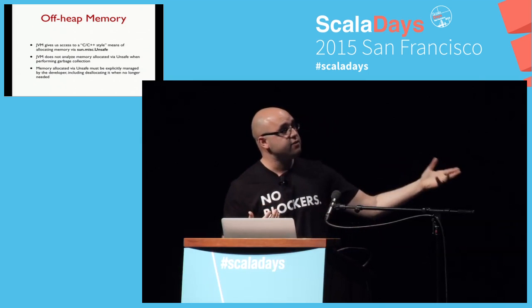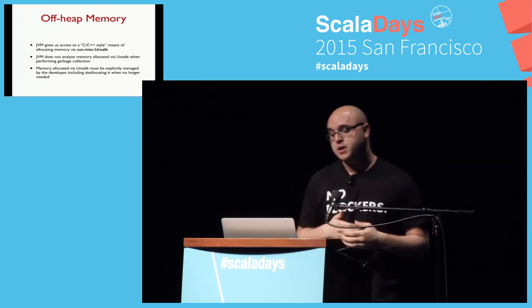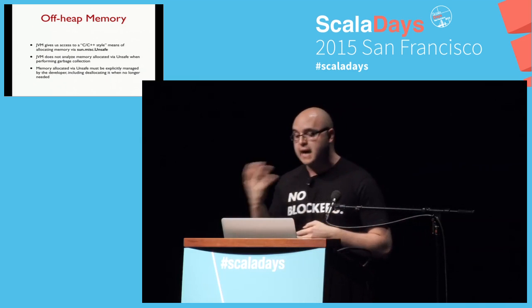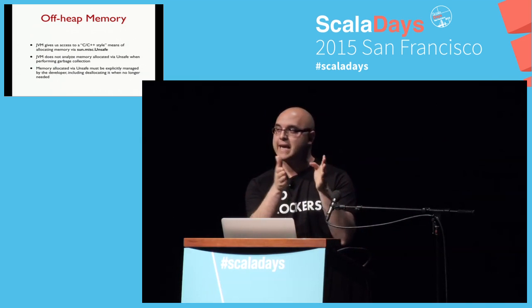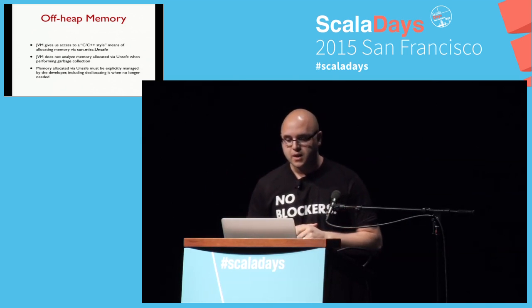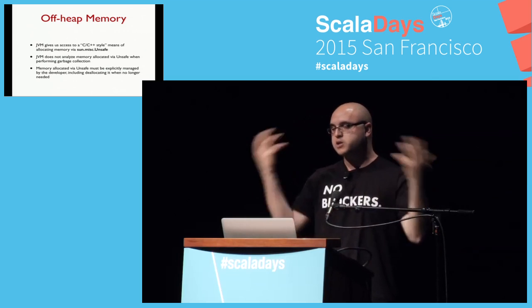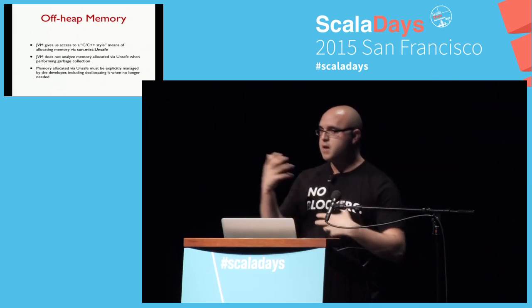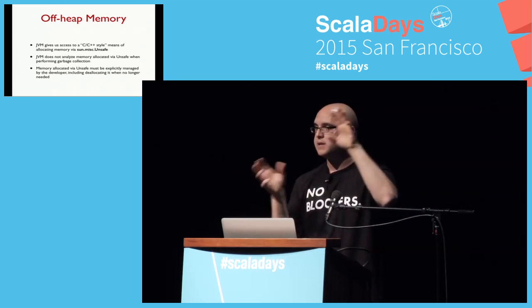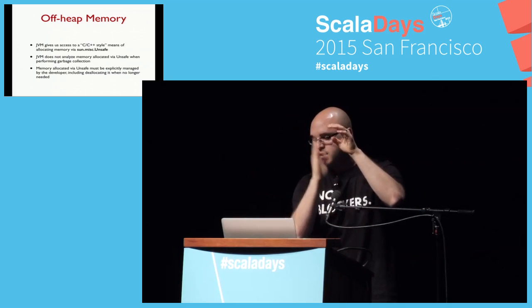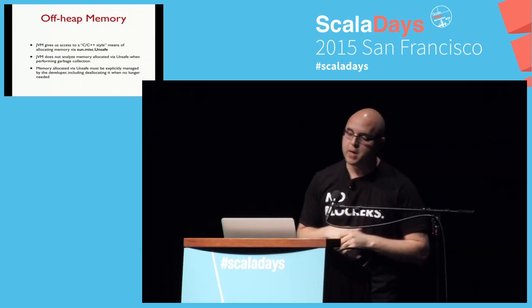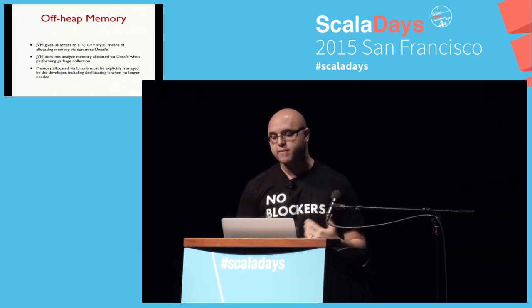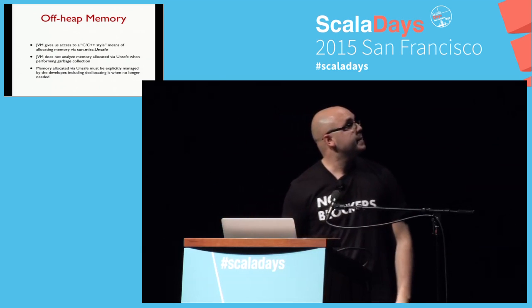However, memory allocated via unsafe must be explicitly managed by the developer. So that includes deallocating it, figuring out exactly how you're going to lay out your objects. We sort of take that for granted. When we create a bunch of objects on heap, the JVM figures out how it should allocate that and takes care of compacting over time as the garbage collector runs. It takes care of shifting things around in the heap. But when you start to use unsafe, you have to do that entirely yourself.